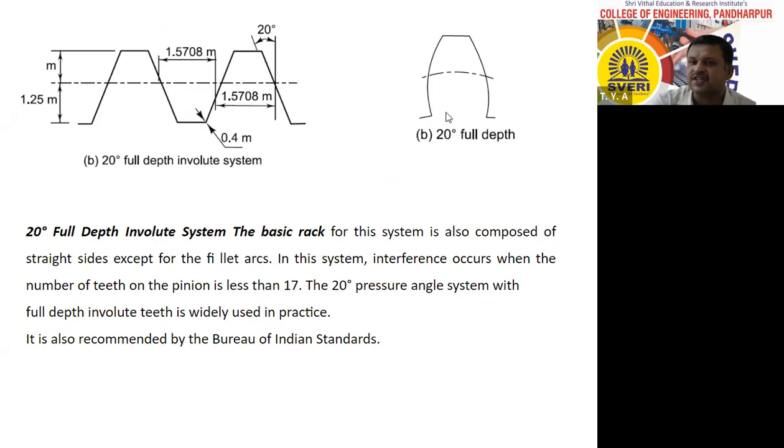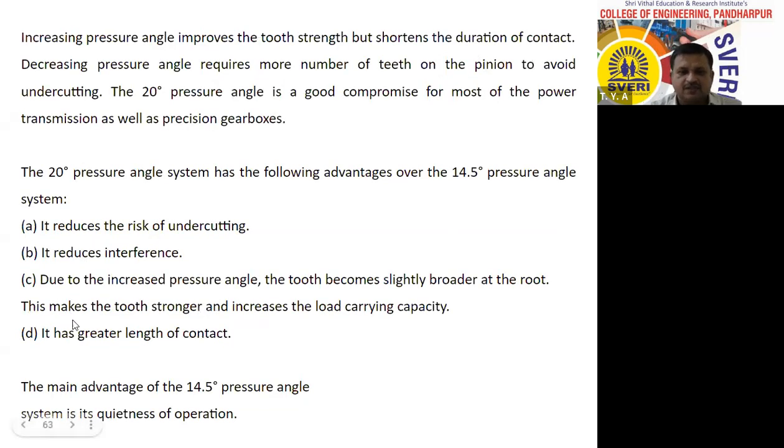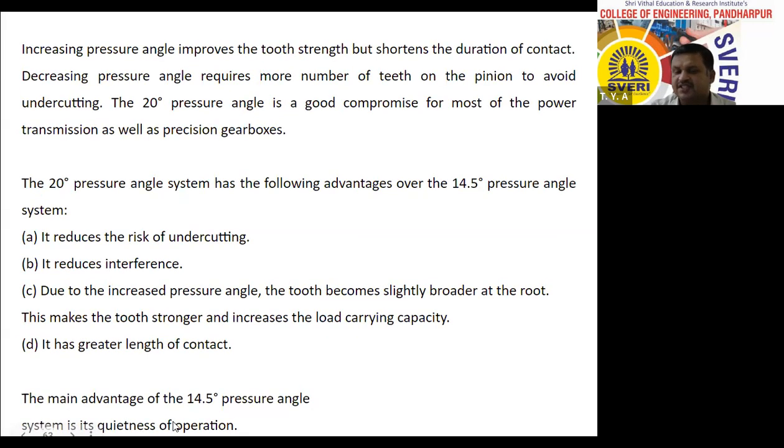Now this 20 degree full depth involute teeth, or this curve is there. This curve will also pass through the center of the gear. Always remember, this curve will also pass through the center of the gear. The main advantage of the 14.5 degree pressure angle system is its quietness of operation.